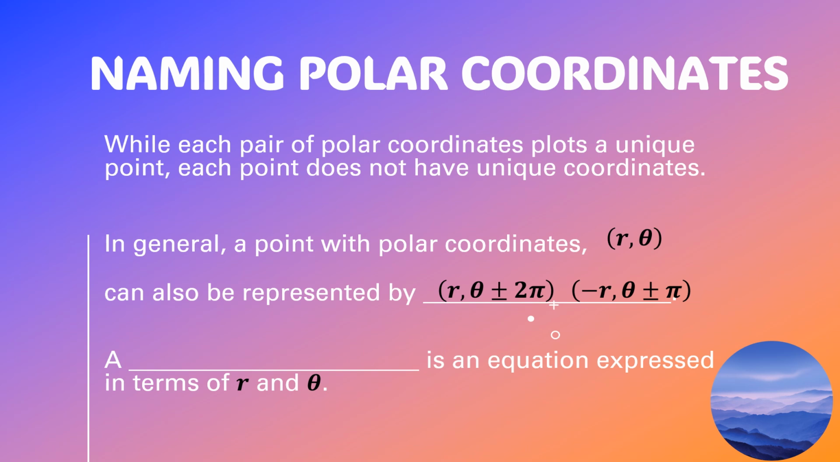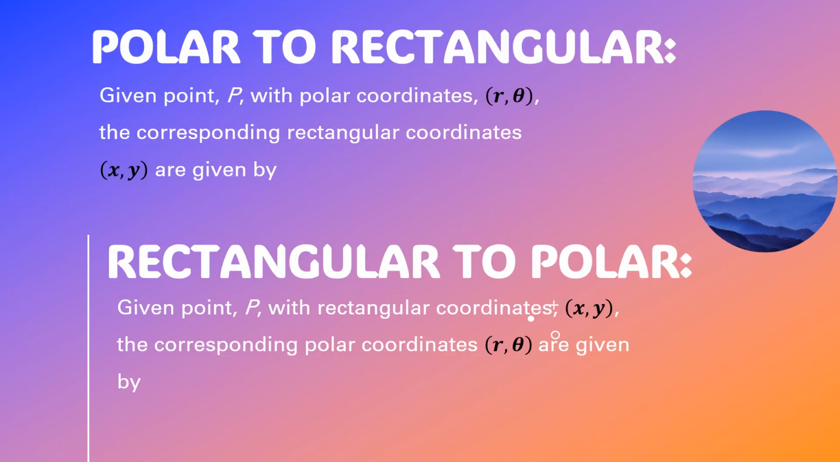All right, and then our last little thing as far as naming our polar coordinates is that a polar equation is an equation which uses r and theta, your radius and your angle value. All right, here we go with converting. So we're given a point with polar coordinates r, theta, and we want to convert it to the corresponding rectangular coordinates.